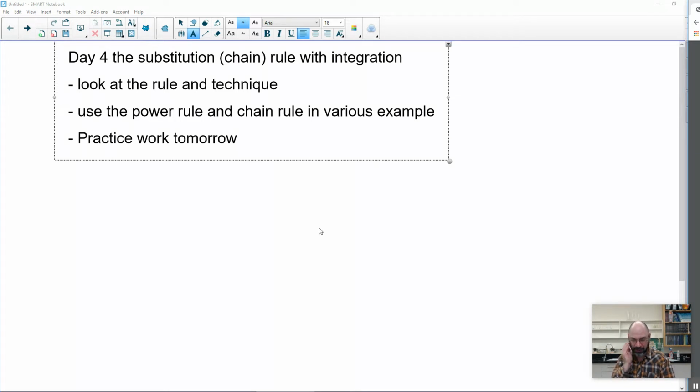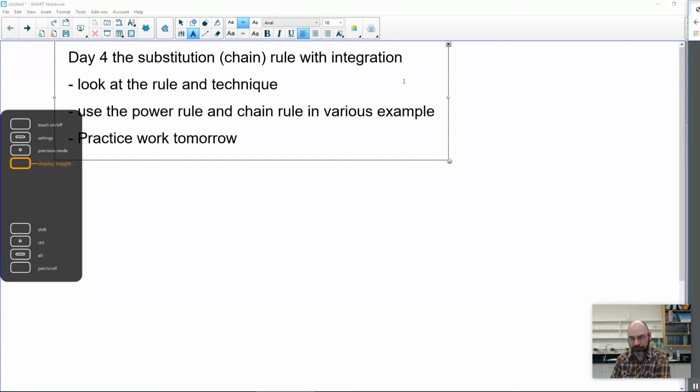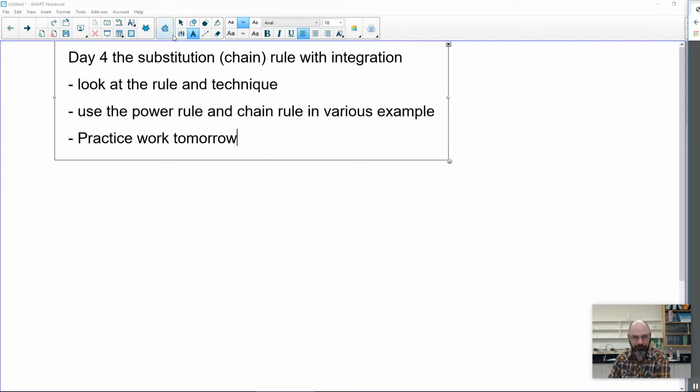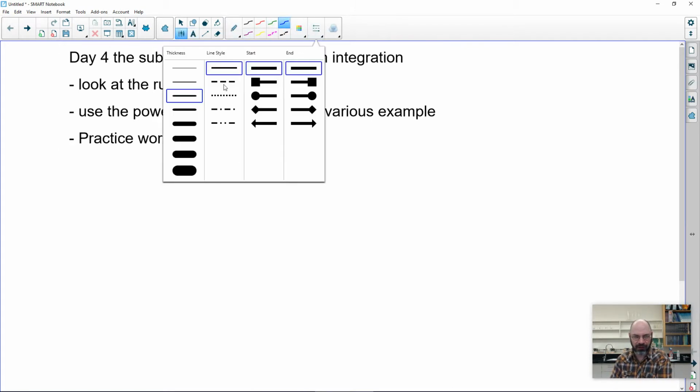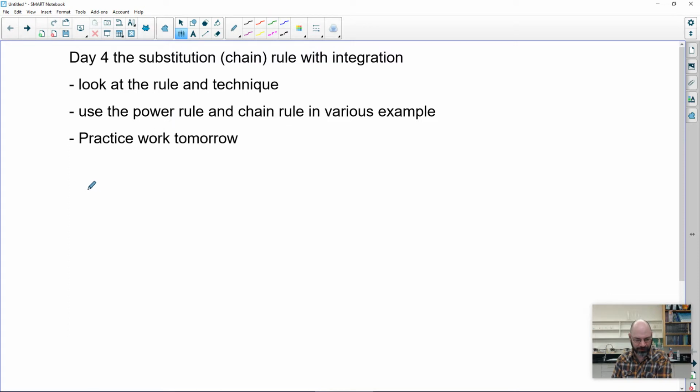So today will probably be a fairly long video, about 35 minutes or so, as I do have various different kinds of examples that I want to go through with you. Okay, so we are going to be using the chain rule. So what is the chain rule basically? Well, let me state it here for you, and then we'll go through step by step an example and how we would use the chain rule with integration.